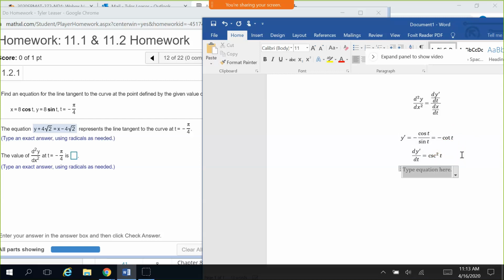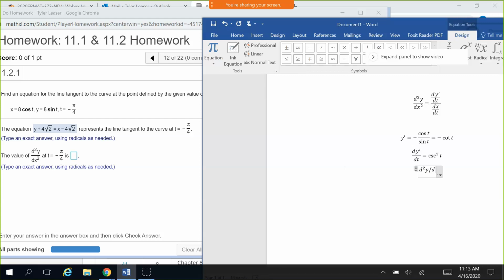So that means that my second derivative of y with respect to x is going to be that cosecant squared in the numerator divided by the dx dt, which was the derivative of x from over here, the negative 8 sine of t. And then maybe that can simplify down a little bit. I don't know. It doesn't really matter because we're plugging in the point again, the negative pi over 4 thing.